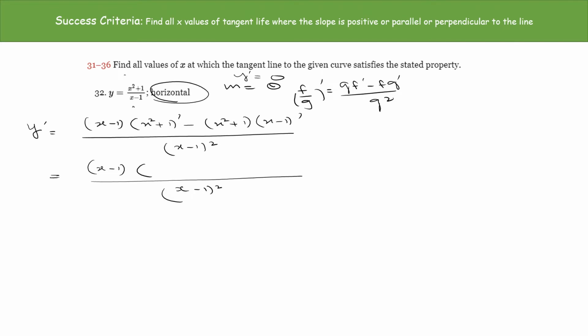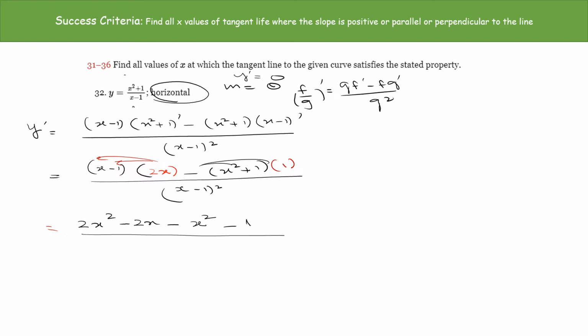So the derivative of x squared is 2x and of 1 is 0. So the rest we will write as it is. Similarly, the derivative of x is 1. Now open the bracket. Using the distributive property, we will get 2x times x, 2x squared, 2x times negative 1, minus 2x. Now open with the negative sign because anything multiplied by 1 is itself. So minus 1 times x squared, you will get minus x squared, and minus 1 times 1, minus 1.